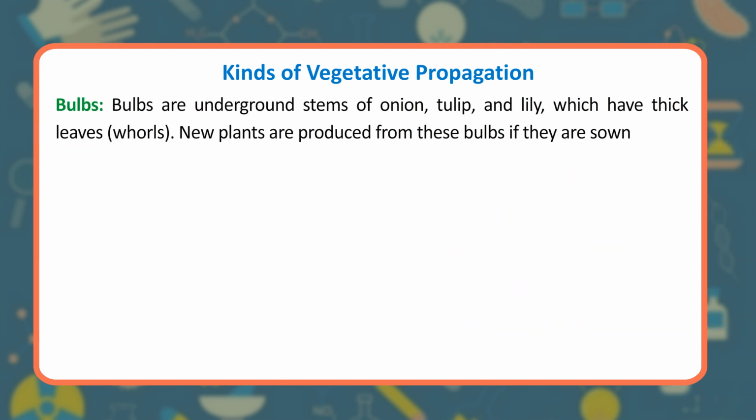Bulbs. Bulbs are underground stems of onion, tulip, and lily, which have thick leaves, whorls. New plants are produced from these bulbs if they are sown.